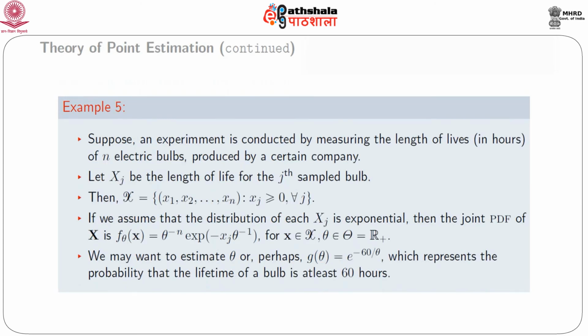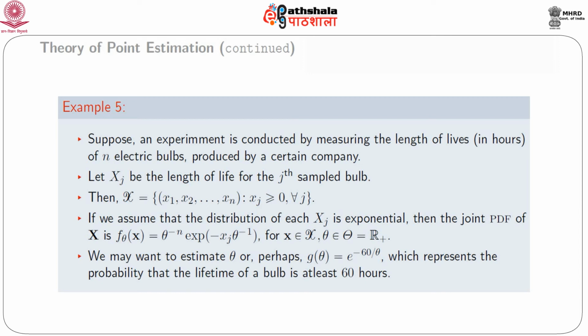We consider our last example. Suppose an experiment is conducted by measuring the length of lives in hours of n electric bulbs produced by a certain company. Let xj be the length of life for the jth sampled bulb. Then our sample space is the set of all n-tuples small x1, x2 up to xn, where each xj is greater than or equal to 0.